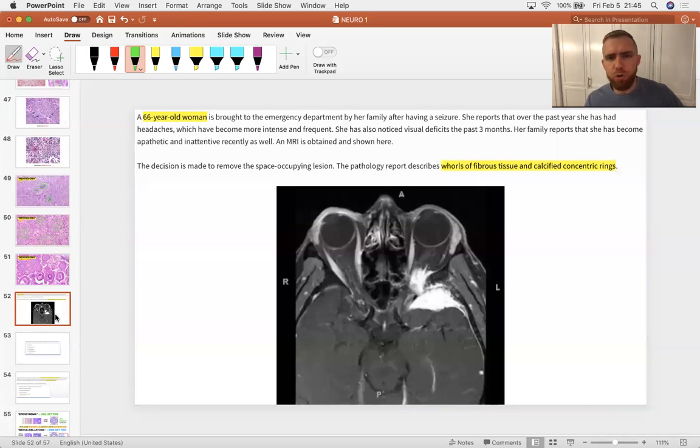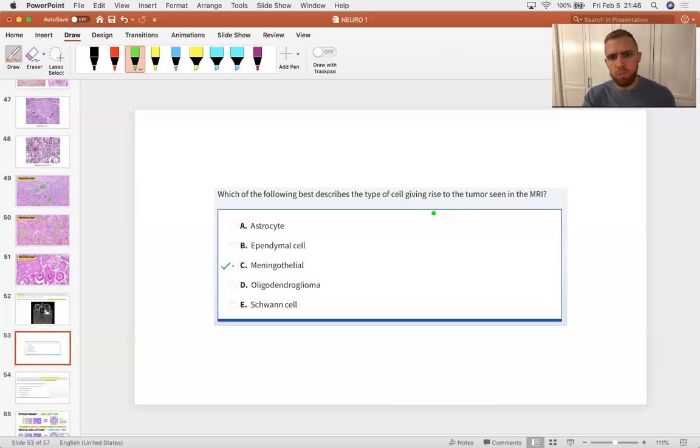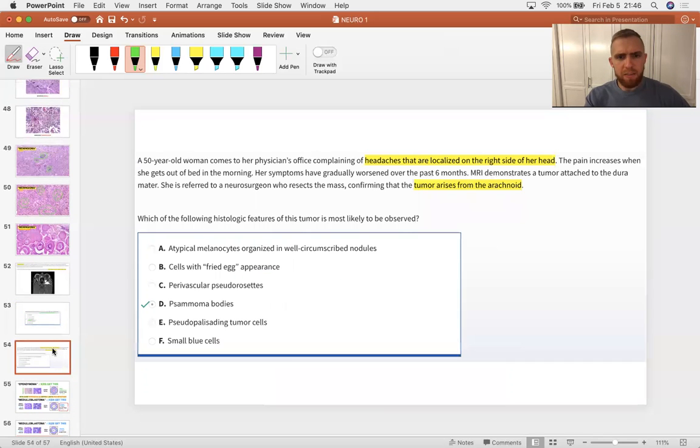Question: a 66-year-old woman shows up at the ED after having a seizure. She's had visual deficits the past 3 months. She's become apathetic and inattentive. You take an MRI, and you see a space-occupying lesion that is hyperdense compared to the brain, and it's growing kind of between the brain and the skull. So you're suspecting a dural tumor. You take a biopsy. There are whorls of fibrous tissue and calcified concentric rings. So what's the question? What's the cell of origin? And the answer is the meningoepithelial cell. That's how that gets asked.